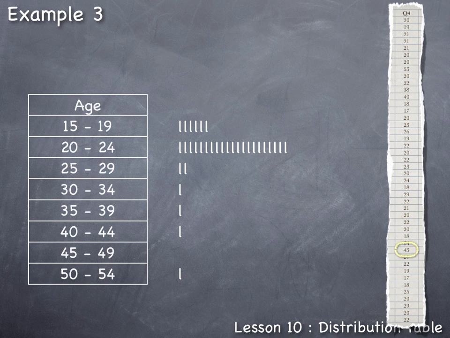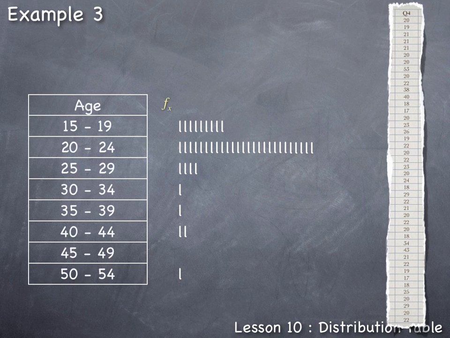So again, the 20-year-old students belong to the 20 to 24-year-old age range. The 34-year-old student is counted in the 30 to 34-year-old age range. 17-year-old students belong to the 15 to 19 age group. And finally, the 22-year-old student belongs to the 20 to 24 age group.